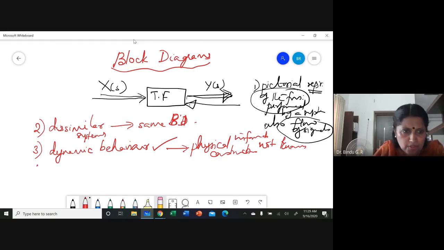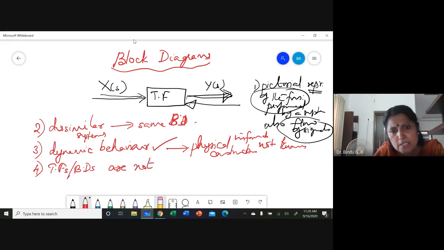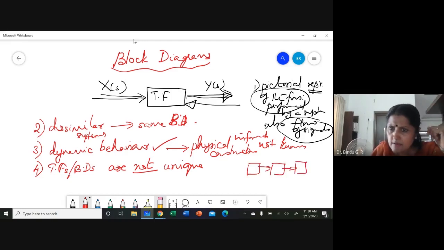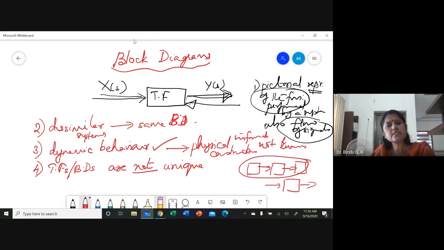Fourth thing is that the transfer functions or the block diagrams are not unique. What do you mean by unique? It means that the same type of system can have different kinds of block diagram. It can be represented like this, or I combine this and write it as a single block, which means it is not unique.